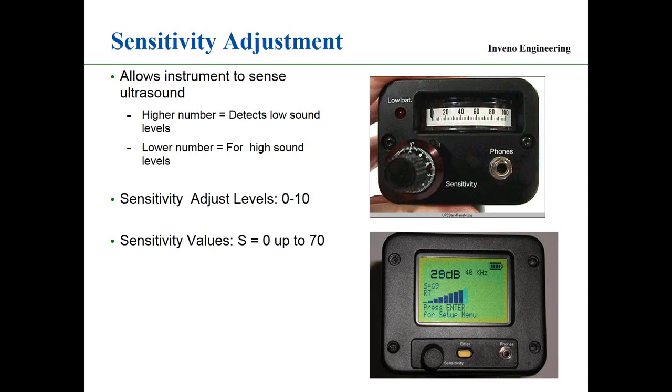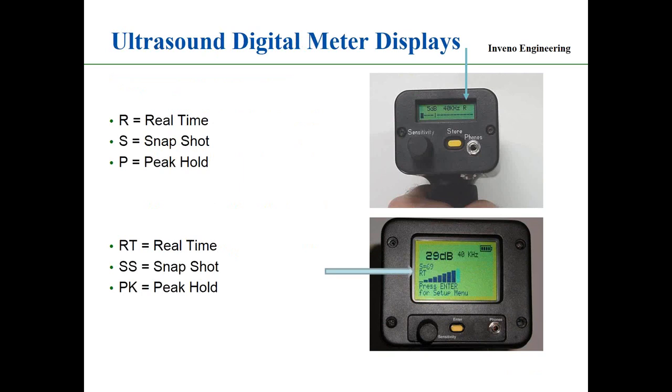The sensitivity values can be 0 to 10, or 0 to 70, depending on the instrument that you're using. The other thing is that on these units you can have real-time, snapshot, and peak hold, which are the ability to look at the peaks or just a snapshot or real-time. For testing valves, we always want to be in real-time mode.